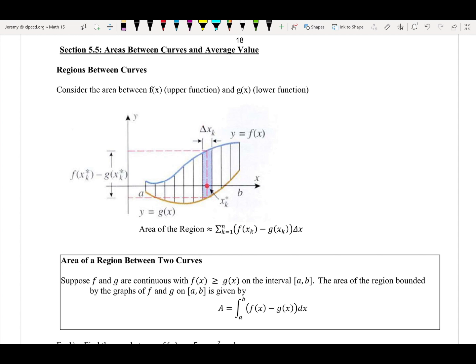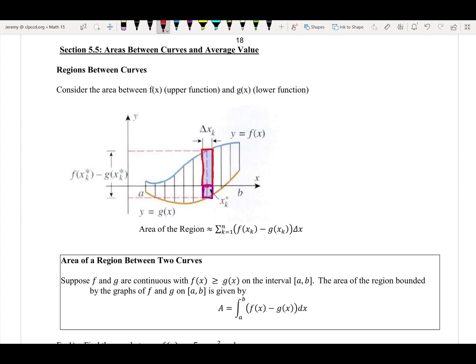But how about the height of these rectangles? Well, if we're just looking at the area under the curve f of x, we'd be looking at this rectangle right here, just like we did in that previous section. But the rectangle is going to be a little larger in this case, since we have g of x, for this particular subinterval, extending below the x-axis. So we'd want to add to the height of that rectangle that little distance right there.